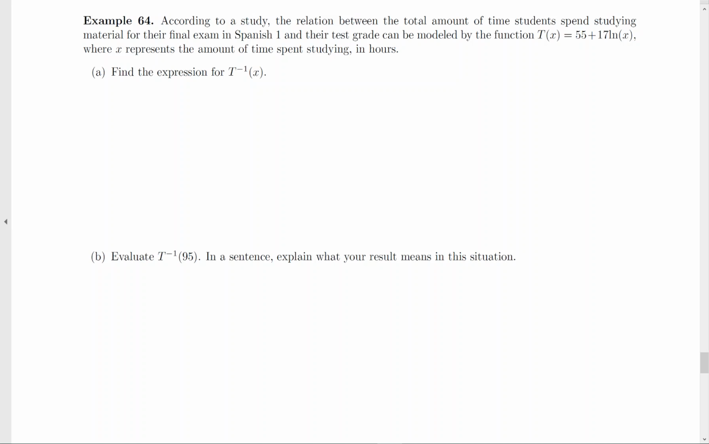So in our original function, let's just recap here. x is the input variable, and that represents the amount of time spent studying in hours. So time in hours. And capital T represents your test grade.